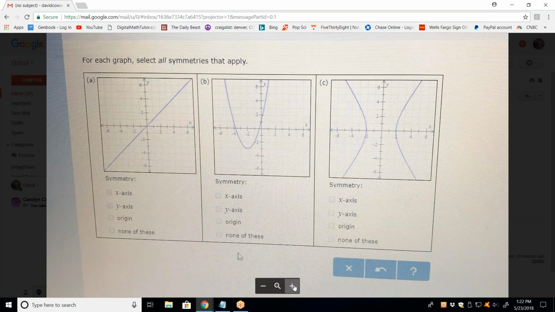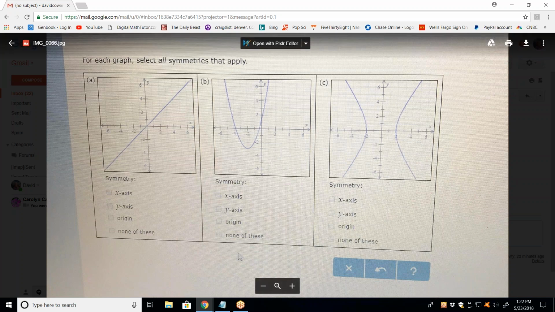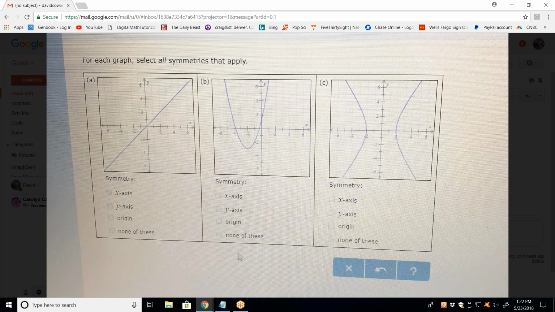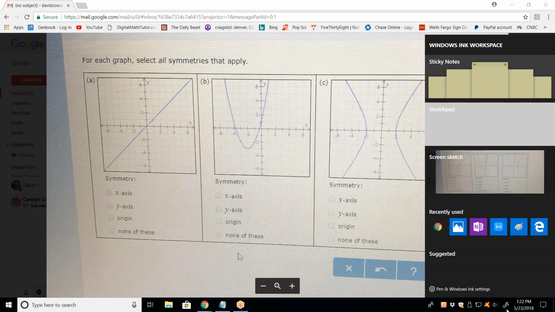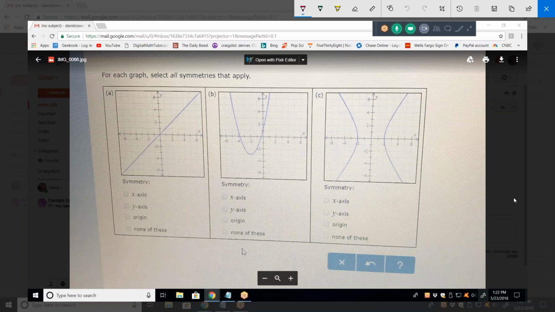All right. So for every curve, they've given us 4 choices. Let's talk about A. Is it symmetrical about the x-axis? I'd say yes, since it splits it right in half. Or actually, no. Well, if we were to take this and reflect it about the x-axis, would we not get that? That's not the same thing. So it's not symmetrical about the x-axis.